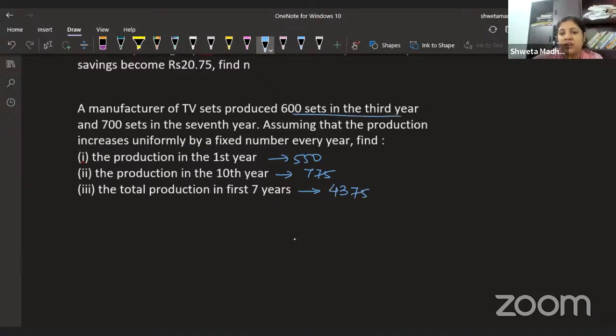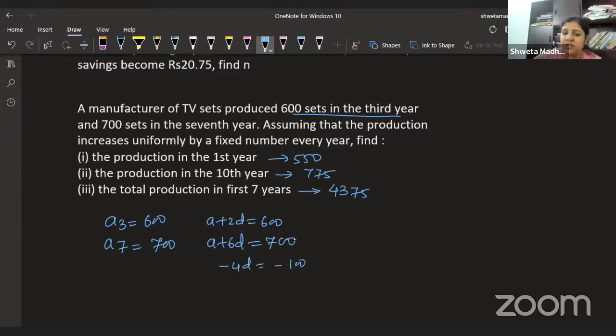They have given third year 600 sets, that is A3 is equal to 600, and seventh year it is 700. So A plus 2D is equal to 600 and A plus 6D is equal to 700. So subtract, you will get minus 4D is equal to minus 100. So D is equal to 25. So A plus 50 is equal to 600. So A is equal to 550. This is the first answer.